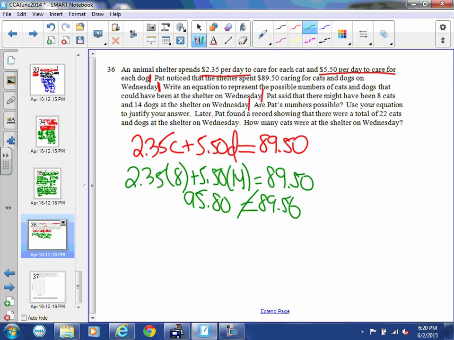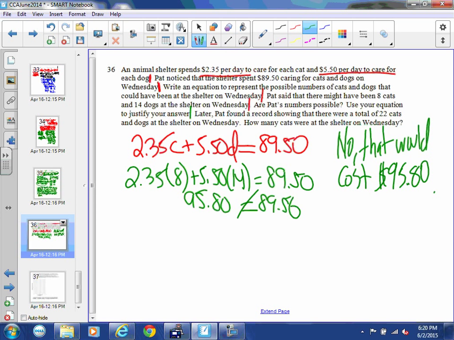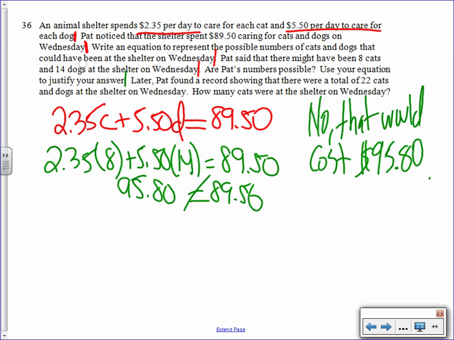So it says, are Pat's numbers possible? Use your equation to justify your answer. No. That would cost $95.80. Not done with the problem yet. I'm only up to here.